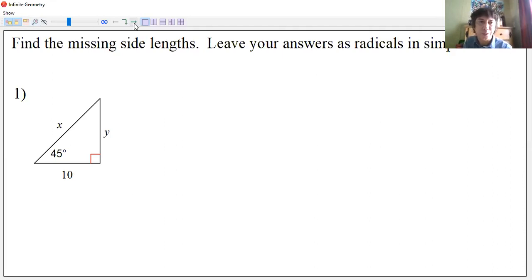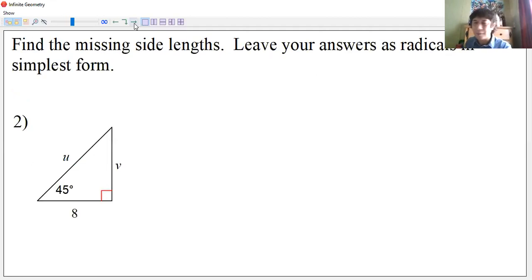Here is number 2. And we can actually enlarge that. There. And so we shall get the figure. Let me just put it in our solution paper. This is 45 degrees. This is V. This is U. And this is 8. And this is 90. This is another 45, 45, 90 triangle. Now let's go to the other screen and let's visualize it.